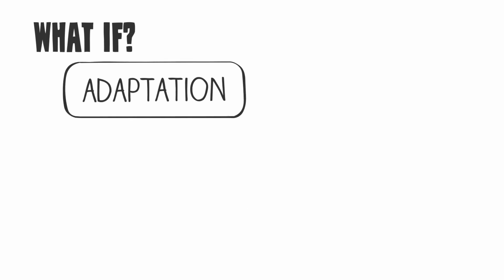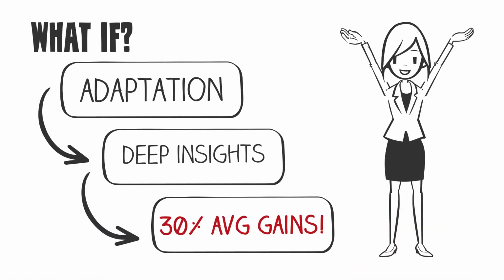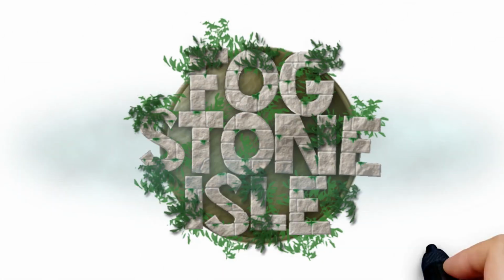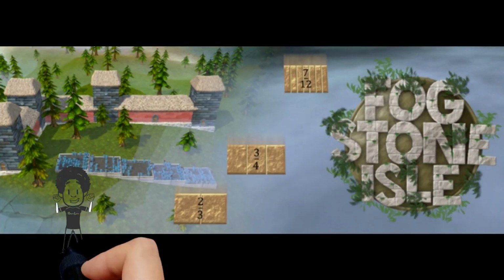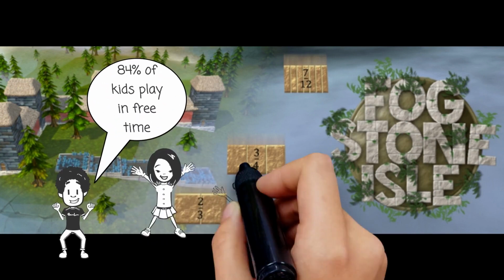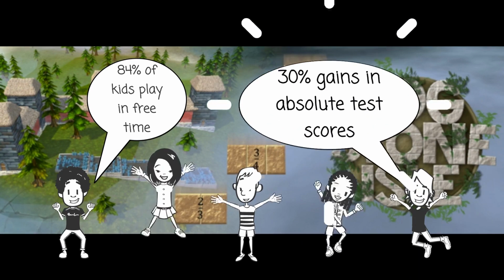What if teachers and parents could gain deep insights into each unique child's mathematical understanding, helping all children gain confidence and math fluency? It's happening today in classrooms and homes using Cignition's Fogstone Isle, an online virtual world that adapts to each child's abilities, teaching the most difficult math concepts in an immersive, engaging way proven effective in improving math learning.